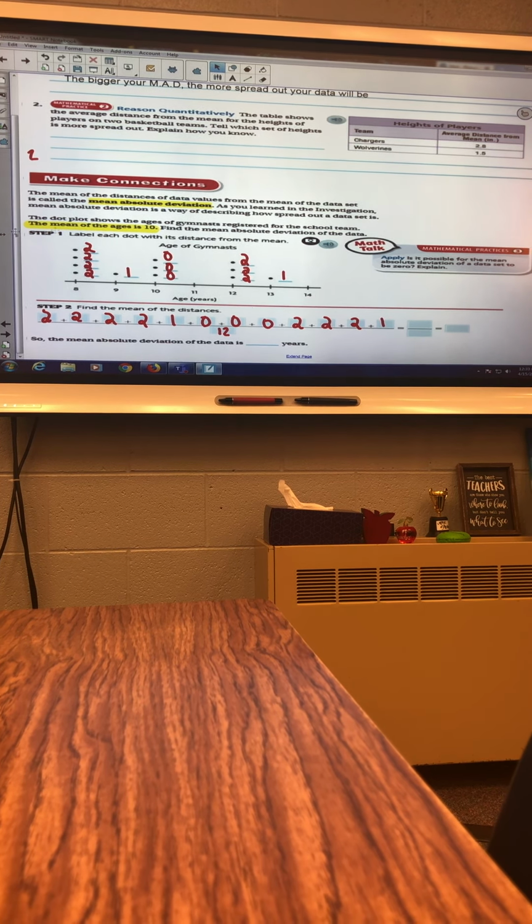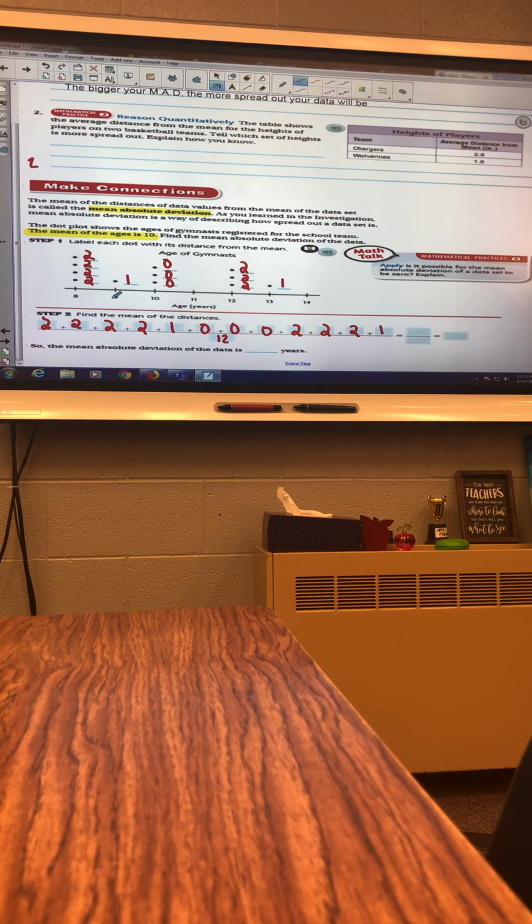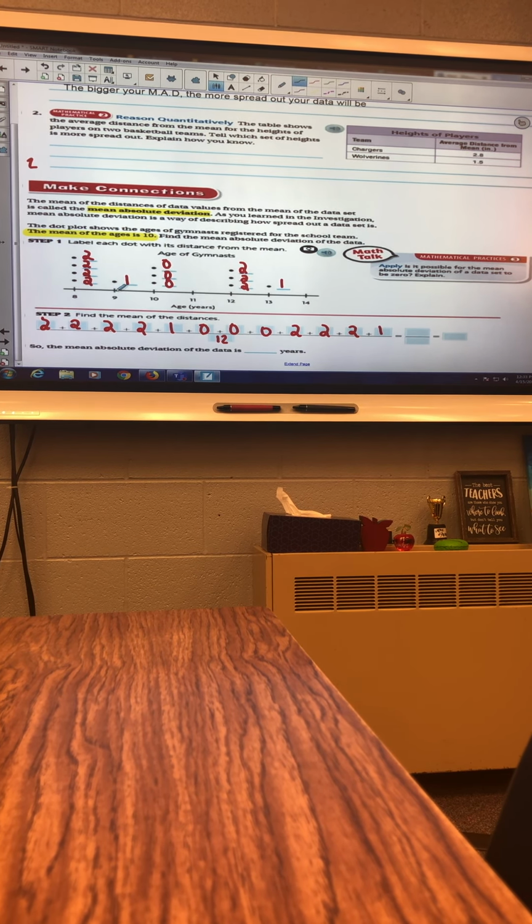So boys and girls, to save us time, I went ahead and filled these in. Remember it said our mean is 10, so we need to find the distances from your data points to 10. From 8, it's 2 spaces away, so I filled in a 2. From 9, it's 1 space away, so I filled in a 1. From 10 to 10 is just 0. From 10 to 12, it's 2 spaces, so I filled in 2's. And 13 is 1 space, so I filled in 1.